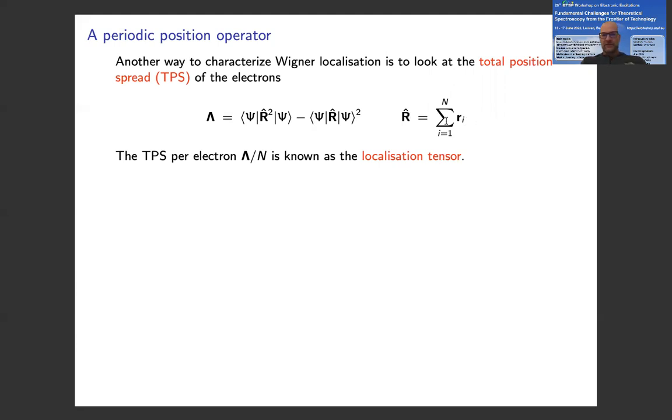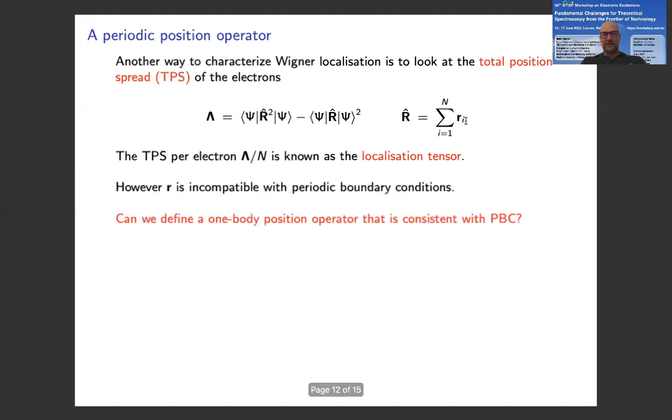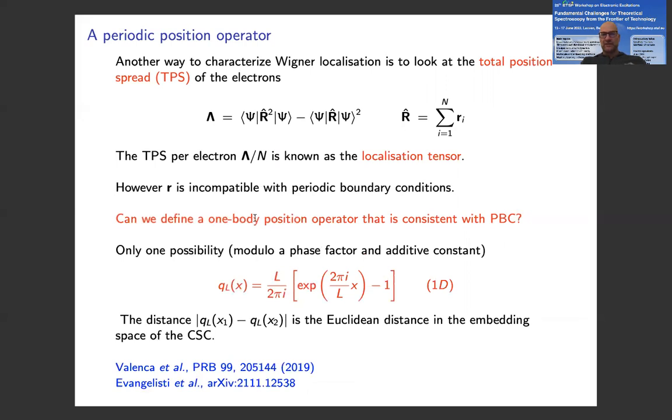But for that, we need a definition of the position operator that is compatible with periodic boundary conditions, because we're working in periodic boundary conditions. The standard definition of the position is incompatible with periodic boundary conditions. So the question we were asking ourselves is, can we define a 1-body position operator that is consistent with periodic boundary conditions? The answer is yes, but there's actually only one possibility if we impose some reasonable physical constraints. And the periodic position operator we found is given here.